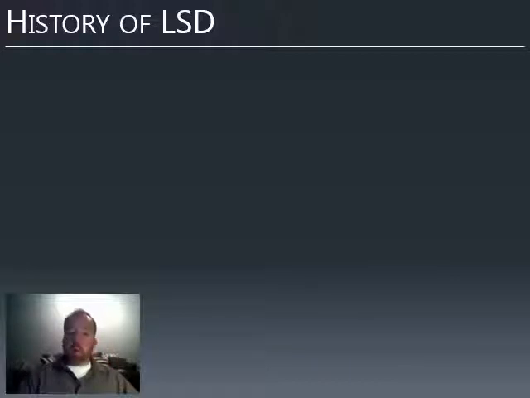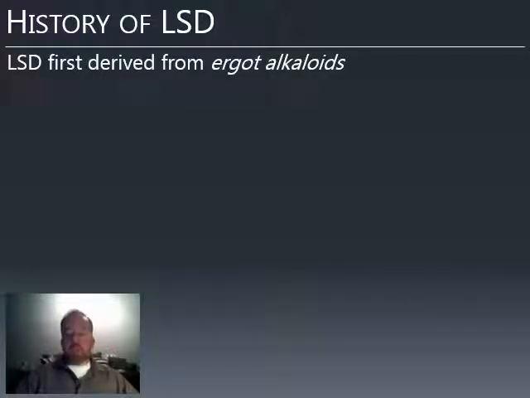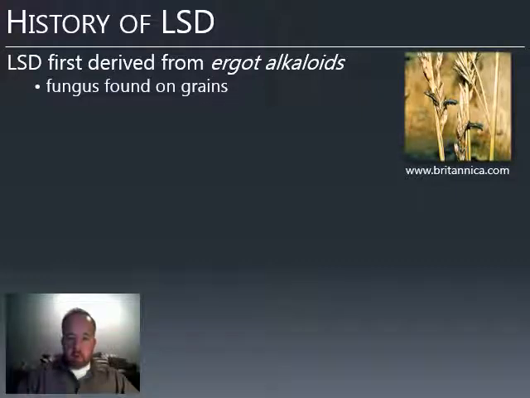So a quick word on the history of LSD. Hoffman first derived the chemical from what are called ergot alkaloids. Alkaloid is a chemical designation. Ergot is actually a fungus that's found on grain, and we see it here on the right. It's just a little oblong bit of fungus that stays on the grains of particularly rye, but also wheat, for example.